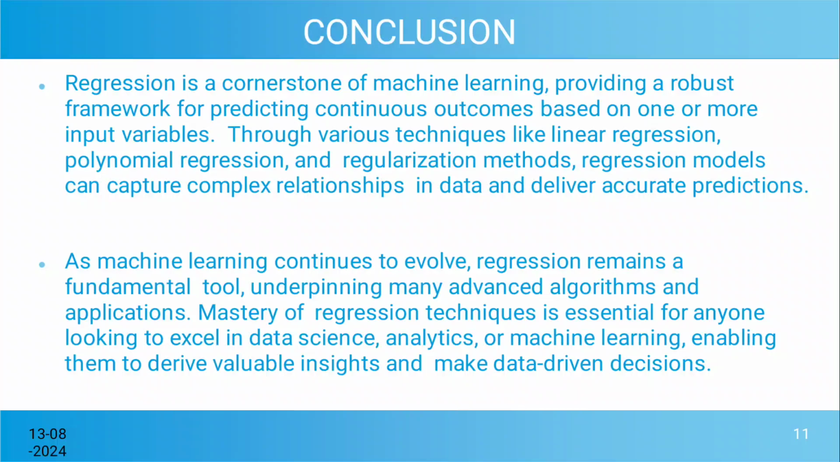Conclusion. Regression is a cornerstone of machine learning, providing a robust framework for predicting continuous outcomes based on one or more input variables. Through various techniques like linear regression, polynomial regression, and regularization methods, regression models can capture complex relationships in data and deliver accurate predictions. As machine learning continues to evolve, regression remains a fundamental tool underpinning many advanced algorithms and applications.